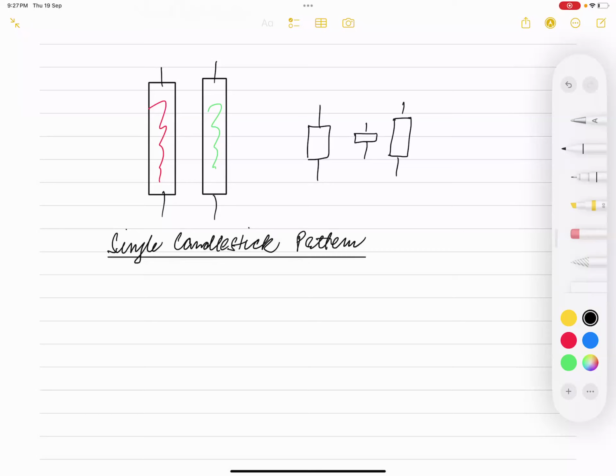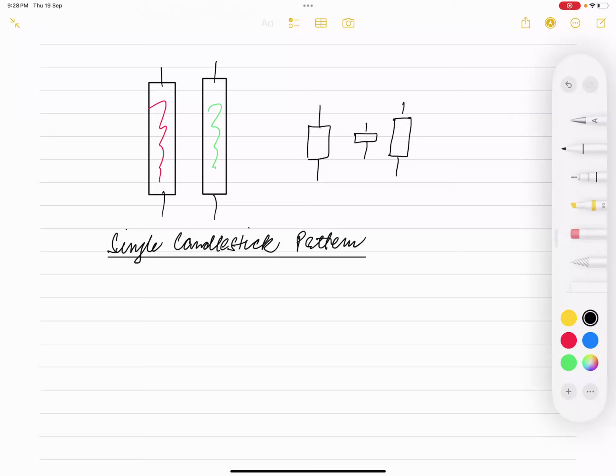No. Single candlestick is basic, a single candle is involved in that. So there are different types of single candlestick patterns. It can be a doji, a spinning top, a bullish marabuzu, a hammer, hanging man, inverted hammer, shooting star. There are different patterns.